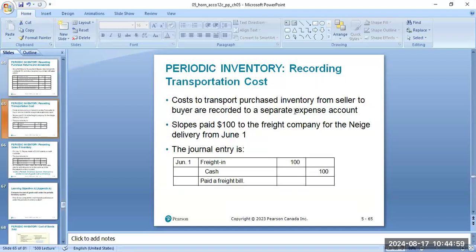The freight that we have to pay is going to go to a separate account, which is the freight-in account. There will be a difference, because in the previous one, the perpetual system, we debited inventory. In this case, we debit the freight-in account. And we credit cash. In both cases, we paid cash.